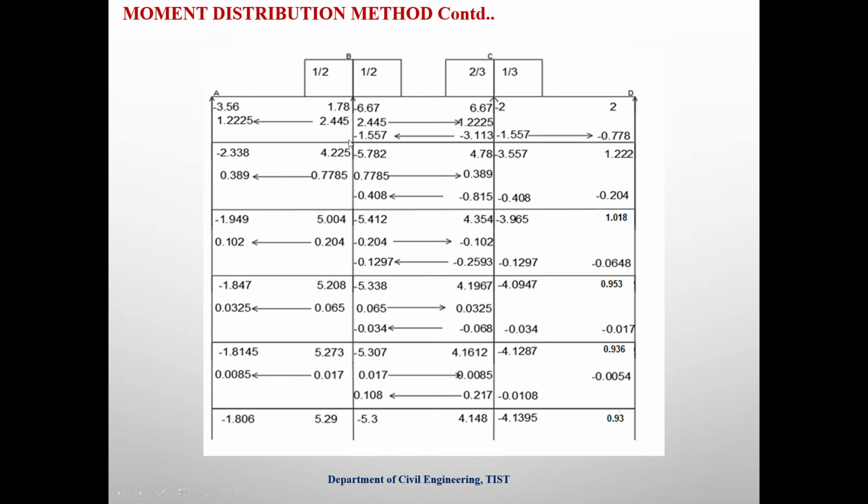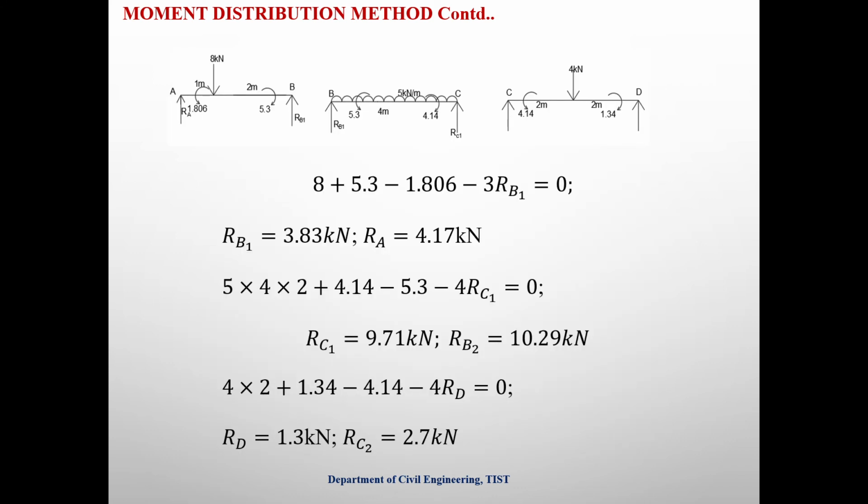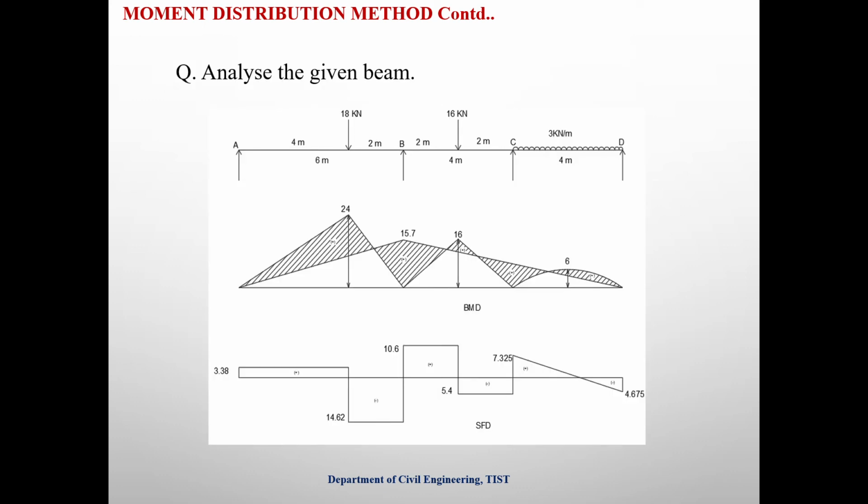Then consider the intermediate supports. Is the total moment equal to 0 or not? Here it is not equal to 0. So we have to make the total moment here equal to 0 based on the distribution factor. When we apply some moment like this here, there should be some carryover if the far end is fixed. This iteration process continues till the support conditions are satisfied. In this case, MBA plus MBC is equal to 0, MCB plus MCD is equal to 0. Then after getting the moments, we can draw the SFD and BMD.